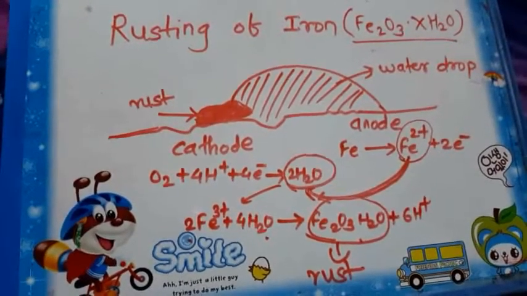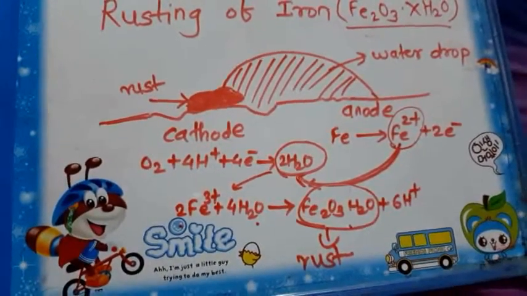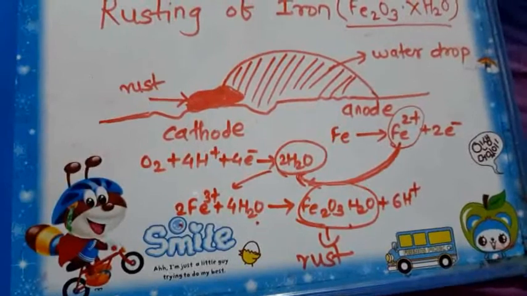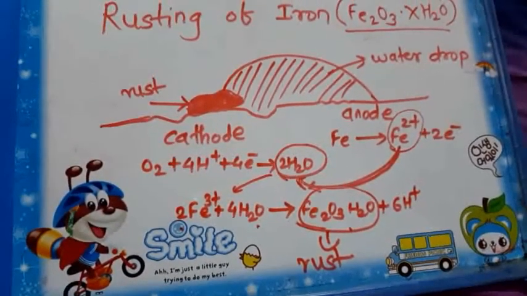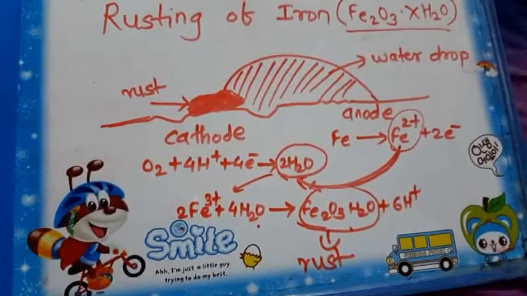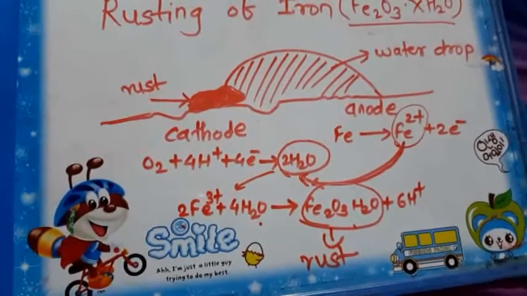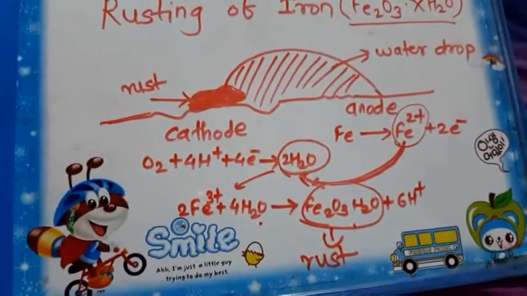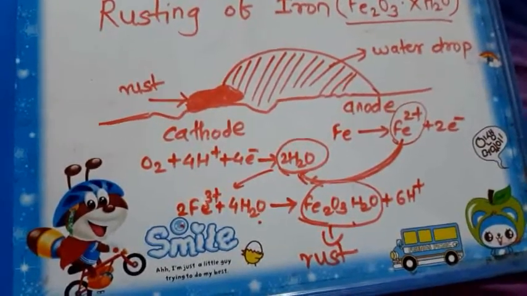That can be prevented by painting the iron object, and if corrosion cannot be avoided by that, then we have to replace that iron material, which needs a large amount of money. So we have to incur expenditure in order to get rid of corrosion.